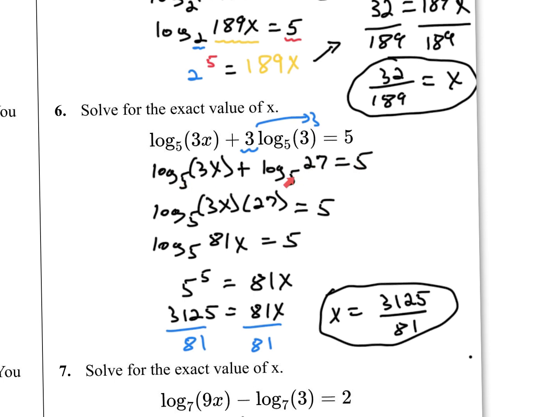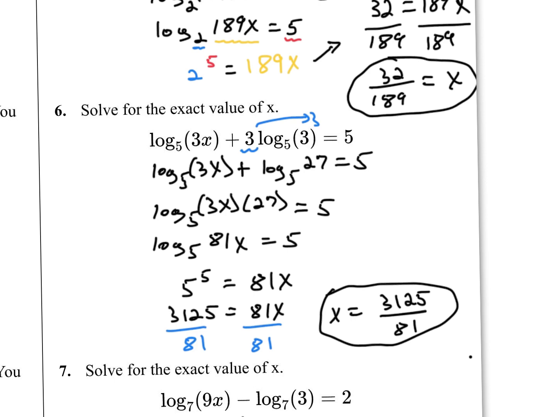These have the same base. They're added together, so we're going to write them as 3x times 27. When you multiply 3x times 27, you get 81x. So the condensed log now reads log base 5 of 81x equals 5. Now we take this log equation and write it as an exponential equation. 5 to the 5th power equals 81x.